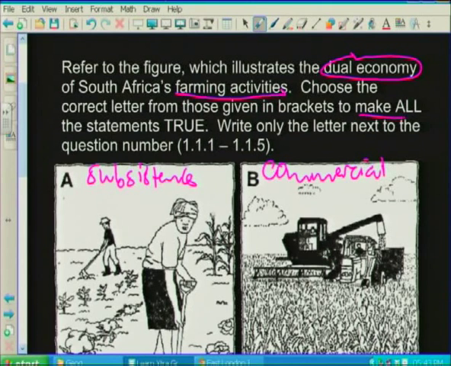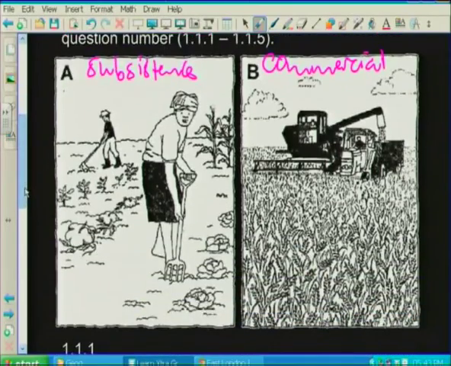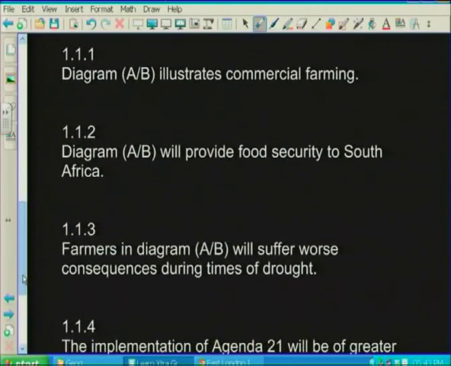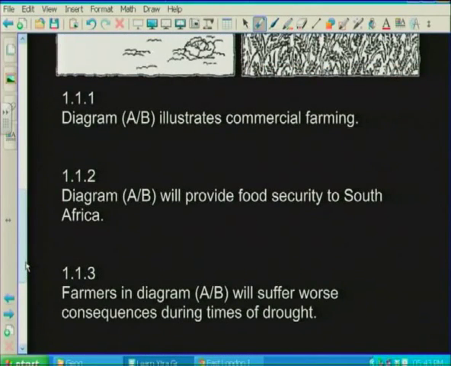Now, you must read your instructions in questions very carefully, because half the time people lose marks because they're not concentrating on what they have to do and they haven't read the instructions or they haven't followed instructions correctly, and you're throwing away valuable marks. So avoid that, make sure you know what is required, and then answer the question correctly. Right, so we've looked at these pictures, we've read the preamble, and we are now ready to roll in answering some of these questions. Diagram A or B illustrates commercial farming.